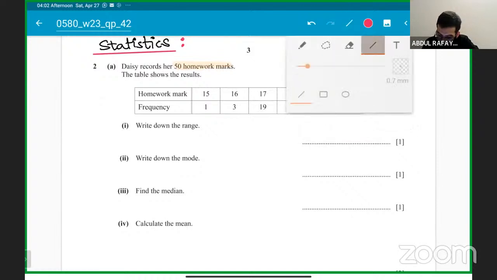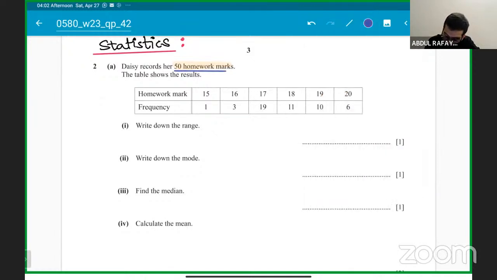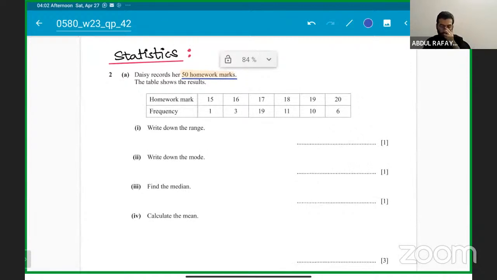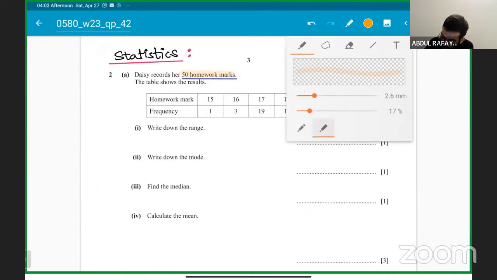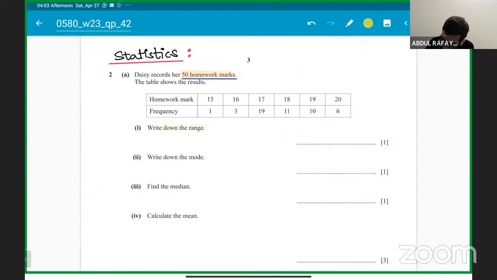Okay, so there's a person, Daisy. Daisy records her 50 homework marks. So there's a person, sir, Daisy, and Daisy is recording her 50 homework marks. What we have to write down is basically the range, okay? So how do you understand the table shows the results? There are 50 homework marks, okay?